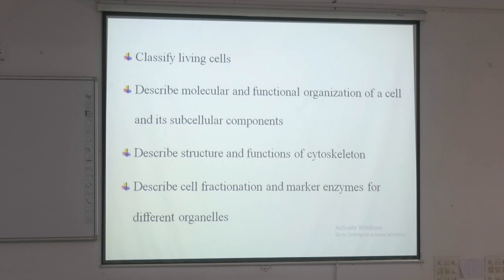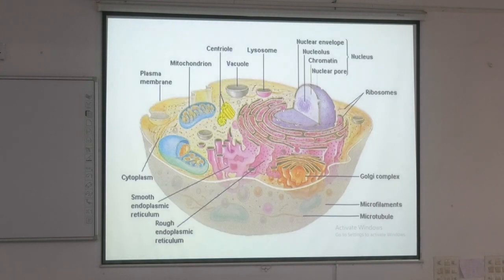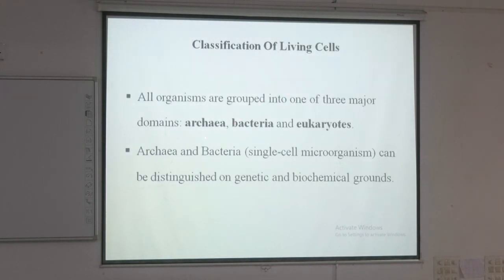So, basically, the different molecular and functional organization of the cell, the structure and function of the cytoskeleton, and lastly, cell fractions and marker enzymes of different organelles. For classification, we classify three major groups: archaea, bacteria, and eukaryotes. It is basically prokaryotes and eukaryotes. So I will skip this topic because we already discussed it.